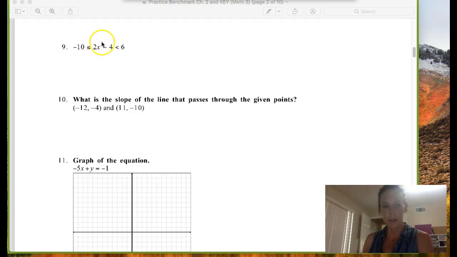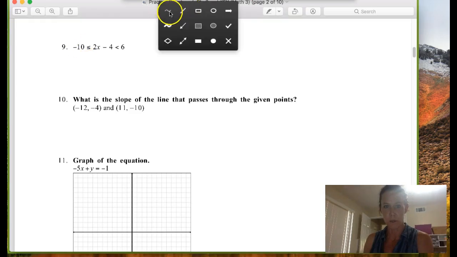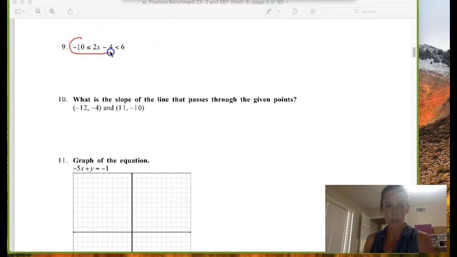I could break this apart and do just this side and solve it, and then just do this side. I would just do these two, and then I would come over here and solve this side of the inequality. Or I could do it all at once and get x by itself in the middle. And that's easier because then I don't have to do it twice.